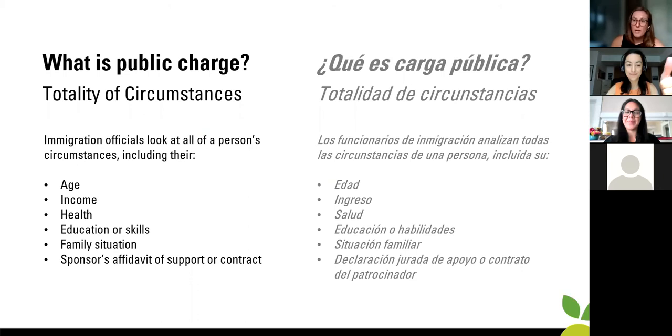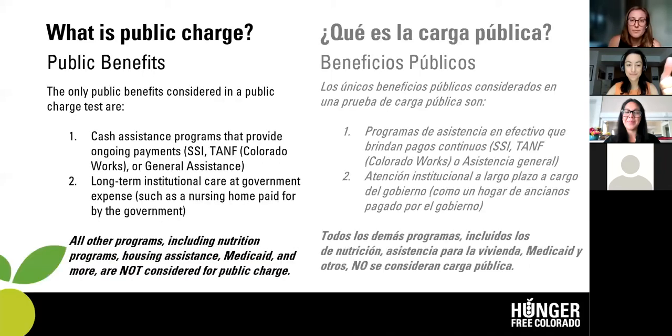So, now that we have covered the reasons why we're talking about public charge, I'm going to go deeper into the details of how public charge works today, because now it's more limited now that the Trump administration rules are no longer in effect. So the rule analyzes a totality of circumstances, which means that immigration officers have to consider all of the circumstances of a person, including their age, their income, health, education or skills, their family situation, and they should also consider the sponsor's affidavit of support or contract.